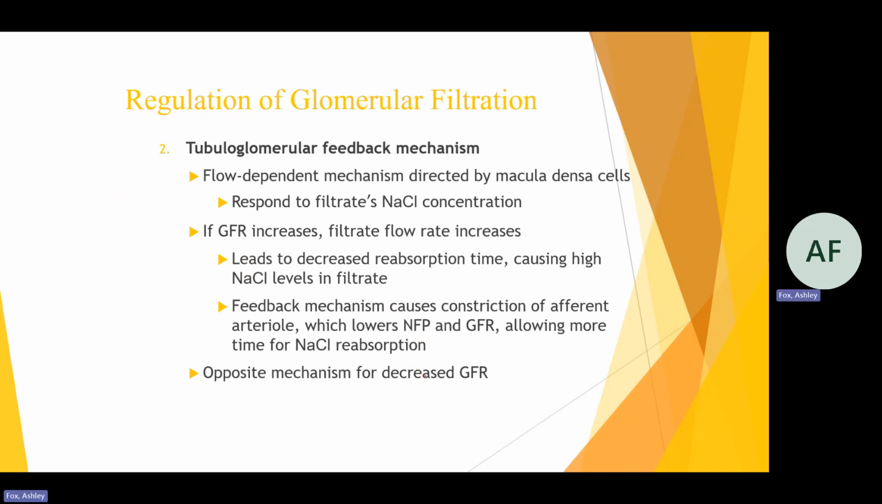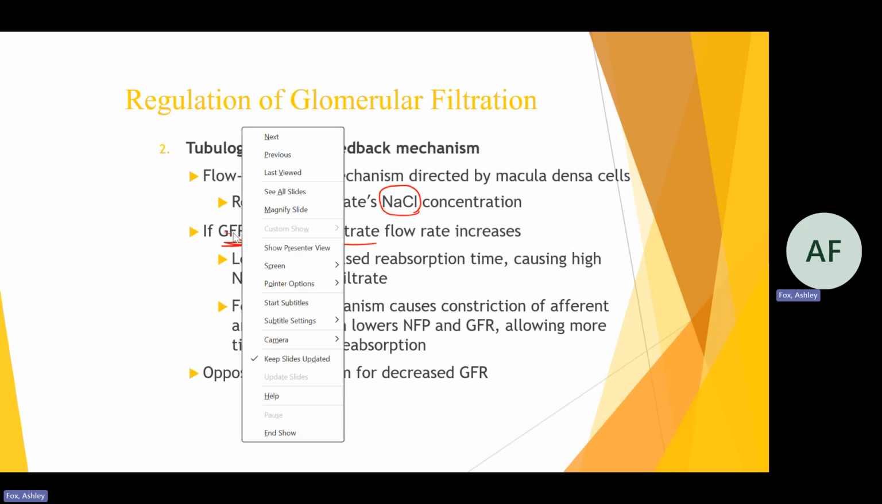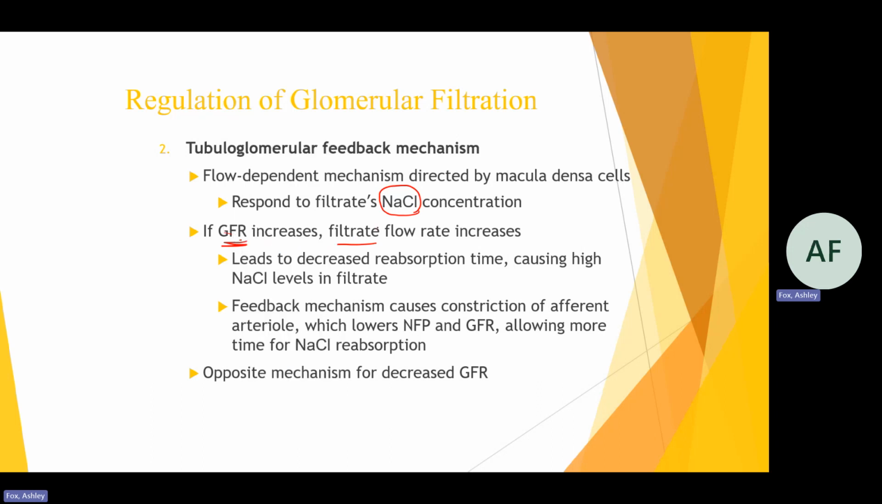Now we're looking at the tubuloglomerular feedback mechanism. So we have some macula densa cells that are going to be recognizing sodium chloride concentration in the filtrate, in the tubules. So if GFR increases, then you are having more filtrate formed per minute, because remember, glomerular filtration rate. So you increase GFR, you're increasing the amount of filtrate you have per minute, which is going to increase its flow.